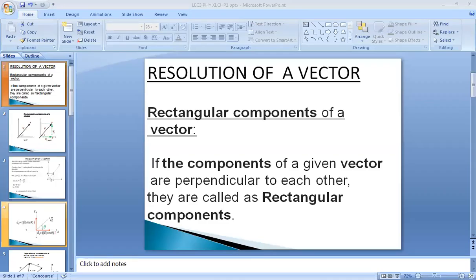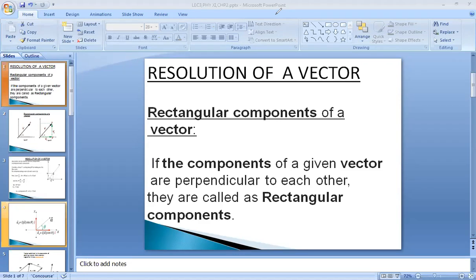Student, today we will discuss the resolution of a vector. Resolution means the breaking of a vector into two components. These components are called rectangular components because when we see the components, they make a rectangle. The component which is parallel to the x-axis is called the horizontal component, and the component which is parallel to the y-axis is called the vertical component.